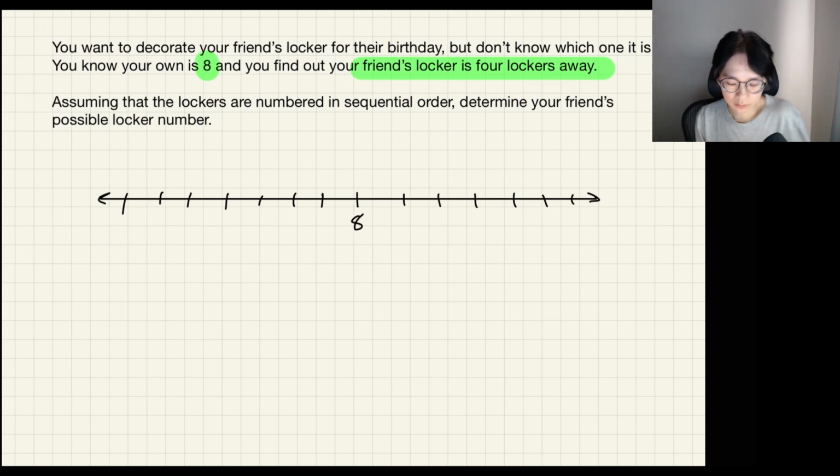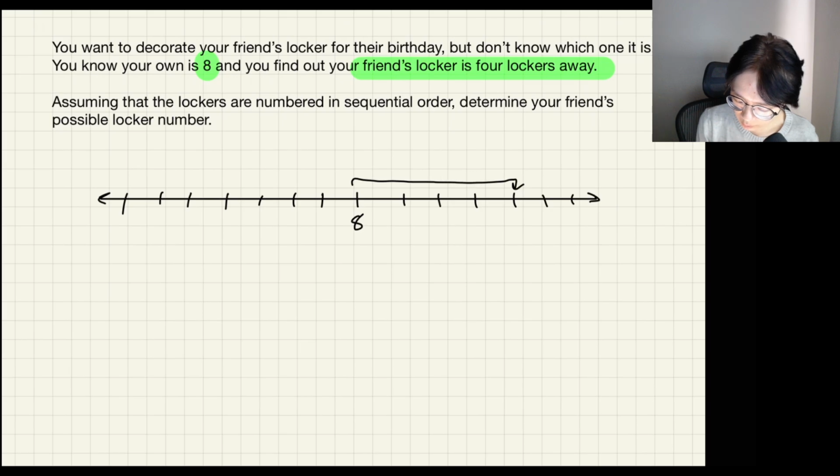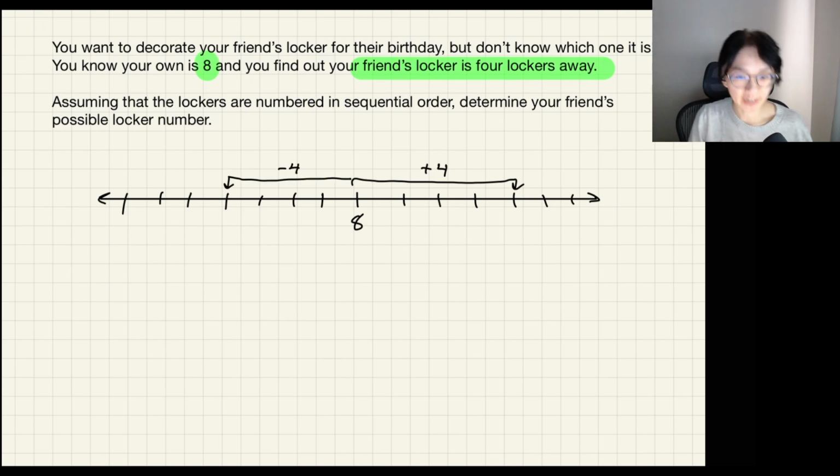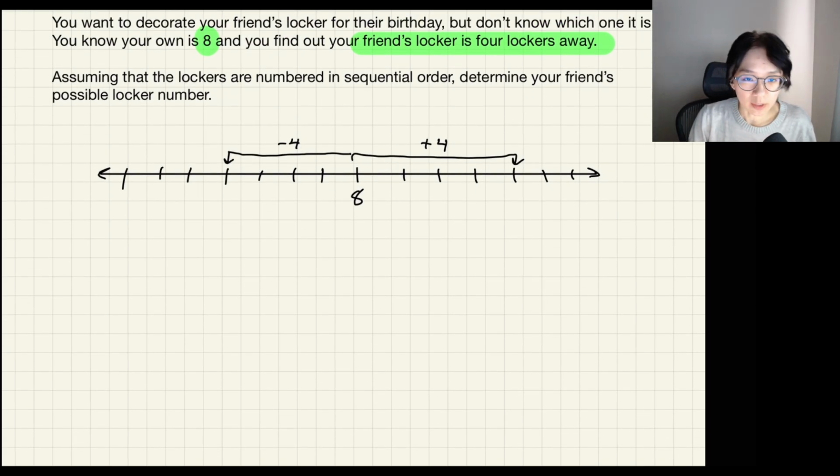We don't know what direction it's in. It could be 4 lockers this way. 1, 2, 3, 4. Could be here. Or it could be 4 lockers this way. 1, 2, 3, 4. Could be here. Adding 4 lockers or subtracting 4 lockers. We don't know. You might be like, okay, well, duh. It's at either 12 or it's at 4. 4 to the left is at 4. 4 to the right is at 12.